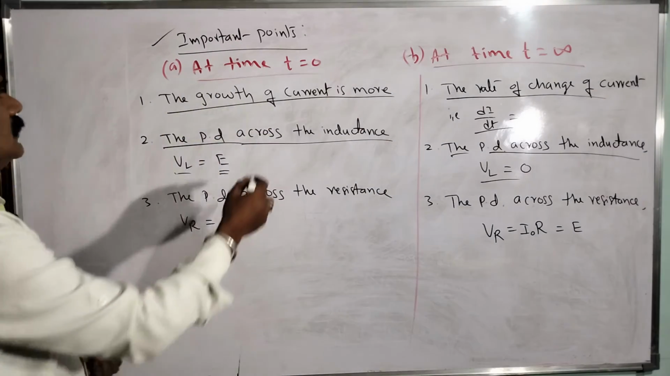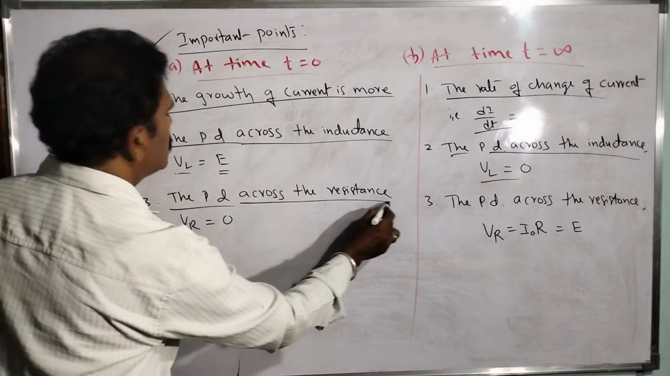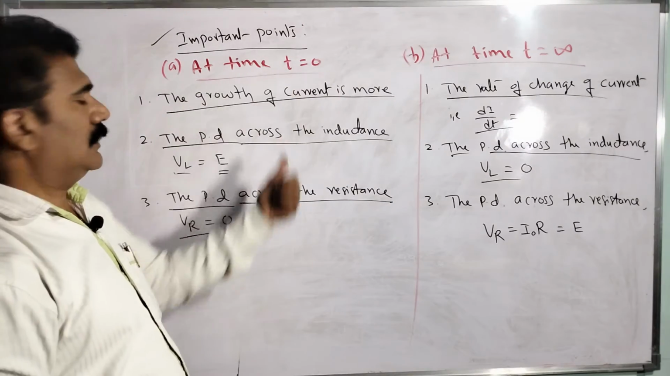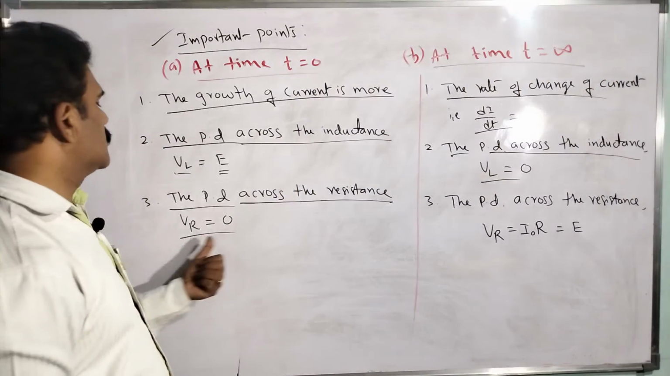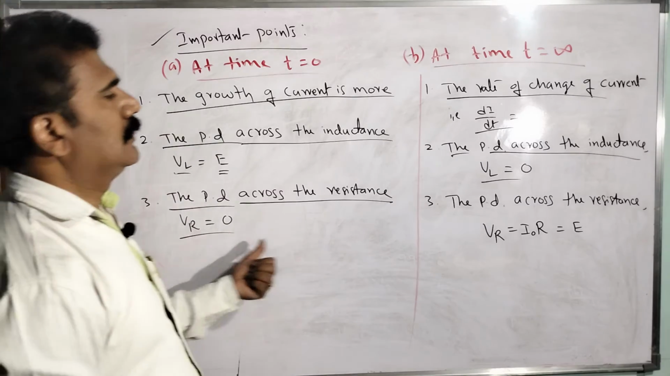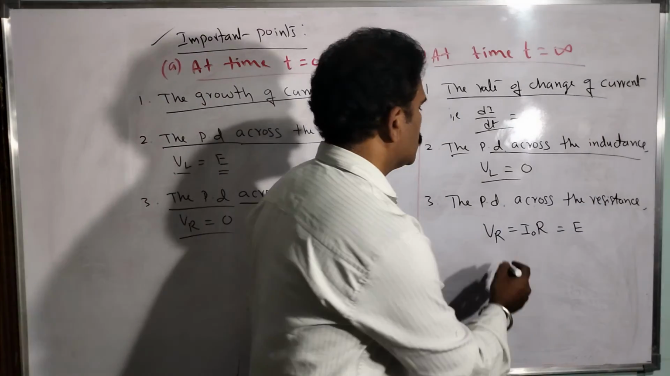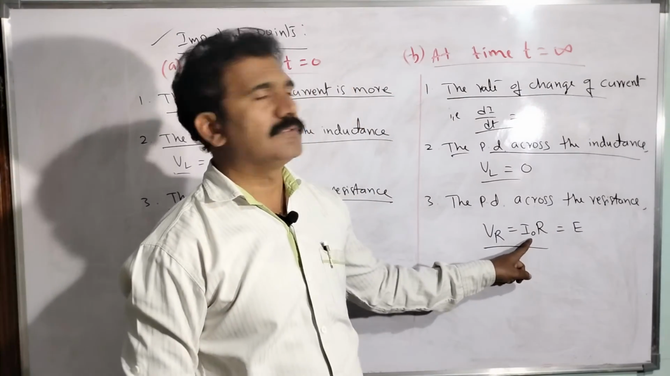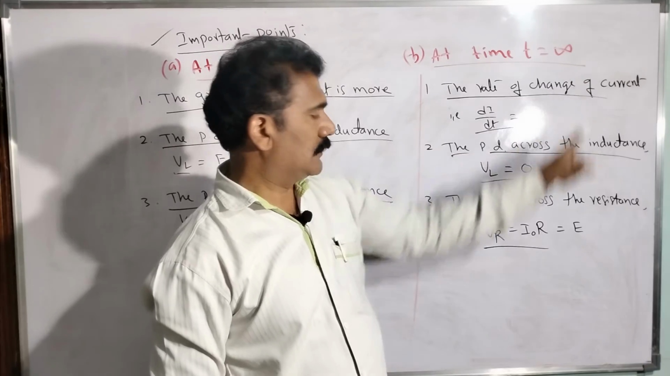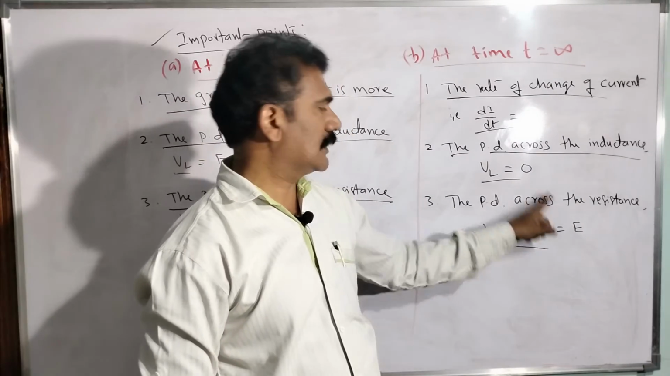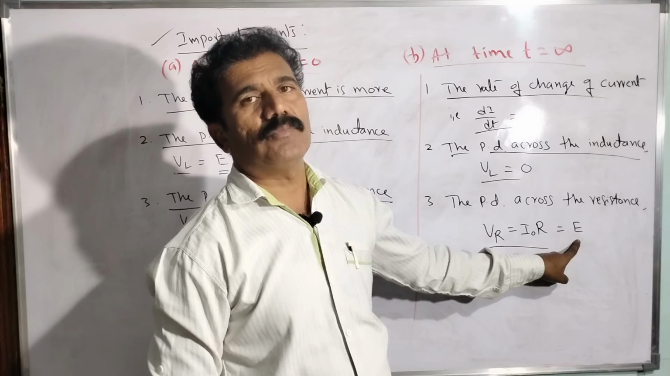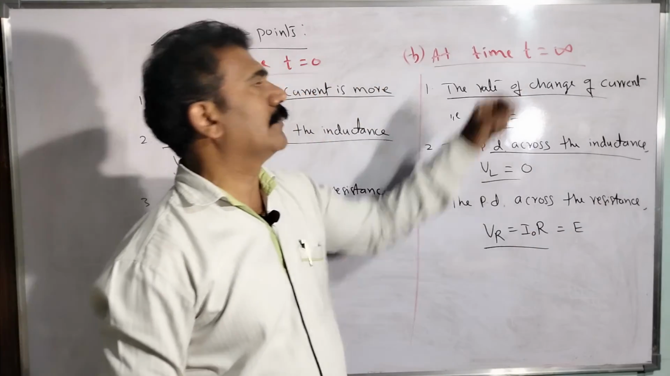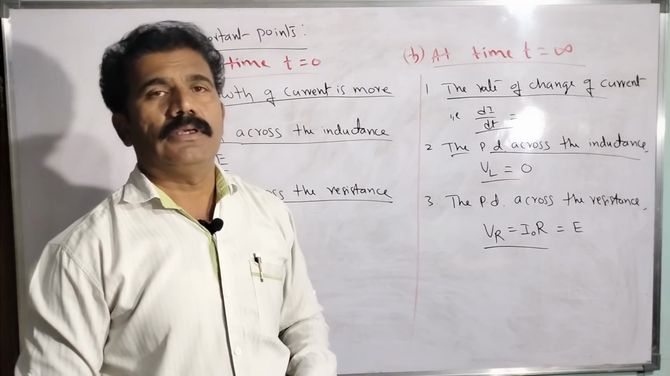Okay, similarly at time t equal to 0, the PD across the resistance is equal to 0 because there is no flow of current, and hence the PD across the resistance VR is equal to 0. But the PD across the resistance VR is equal to the supply EMF at time t equal to infinity, because I0, the maximum current, is flowing here. So I0 into R is exactly equal to the supply EMF E. So that means the full PD is obtained across the resistance at time t equal to infinity in the LR circuit.